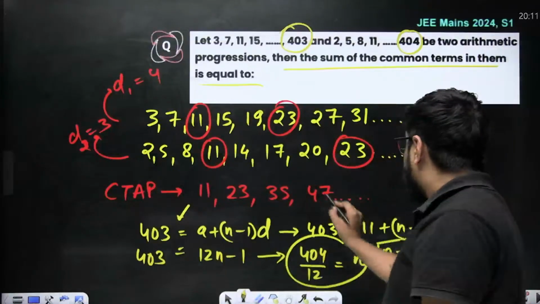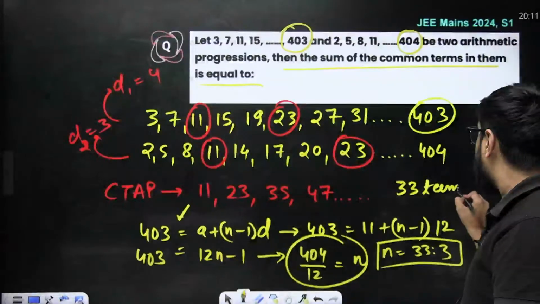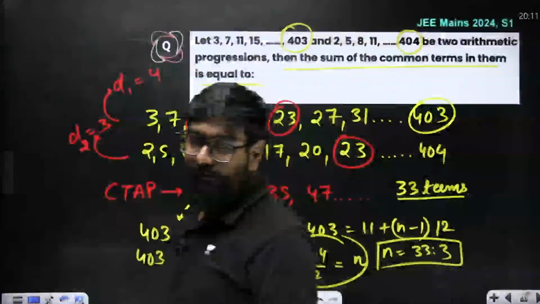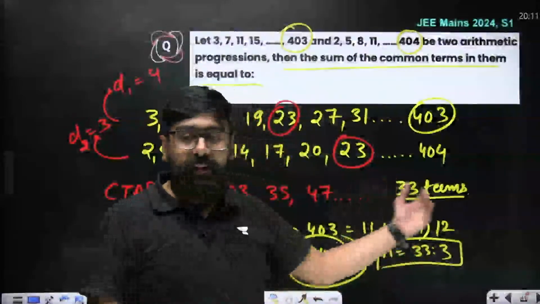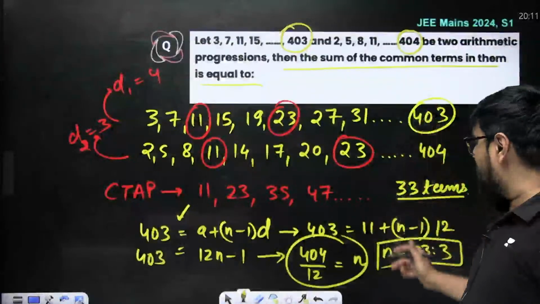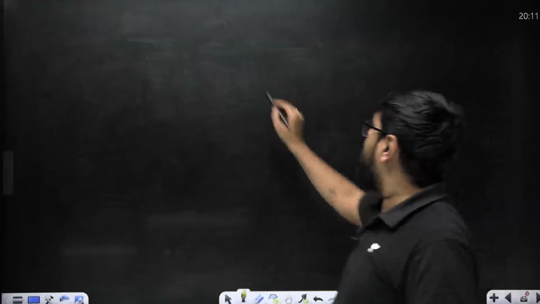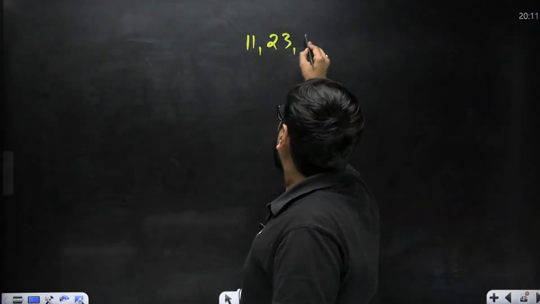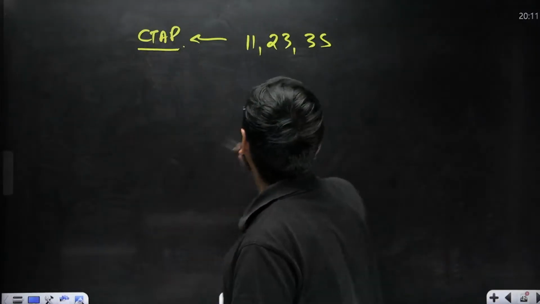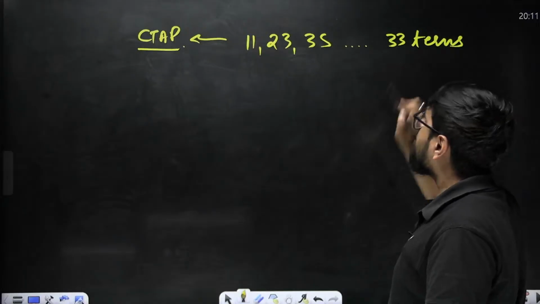That means this AP has 33 terms. That means my common term AP has just 33 terms, which is right below this. Only 33 terms can be there because 403 is coming at 33.3. That means this is not a term, but terms are ending only at the 33rd term. So this AP, which is 11, 23, 35, is my common term AP. This has how many terms? This has nothing but 33 terms.